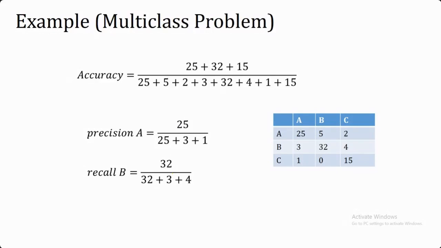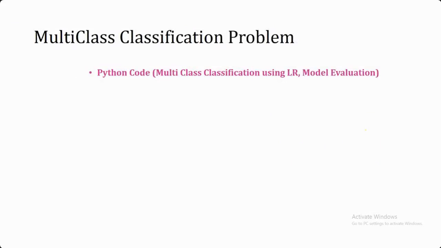And in order to calculate the accuracy, it is the correct predictions divided by the total. So if we consider this whole model, it's going to be this divided by total. If you want to calculate the precision for your class A, it's going to be 25 divided by this total. For recall, if you are calculating for your class B, it's going to be 32 divided by 32 plus 3 plus 4. So this way we are calculating it.